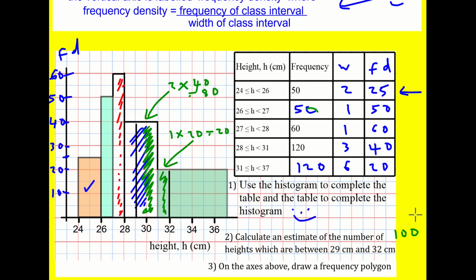Now, just a reminder, it is an estimate because we have grouped data. We do not have the raw data, so we don't know how the data is spread within this. We've just assumed it's spread evenly, and that's why we've drawn these horizontal lines. If I was asked for an estimate for the percentage of people between 29 and 32, then it would be 100 divided by the total frequency. Okay, I'll race you to work this one out. Oh, he's only gone and done it, so it's 400. Then I times it by 100. I'm going to get 25%.